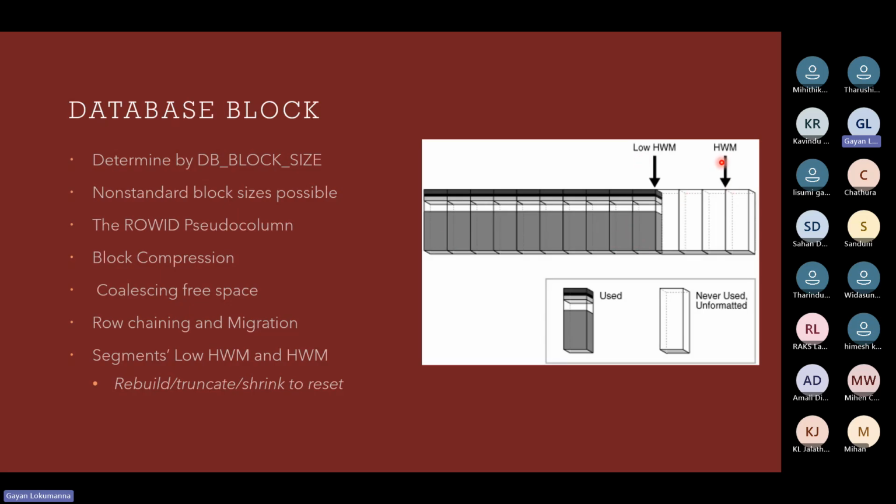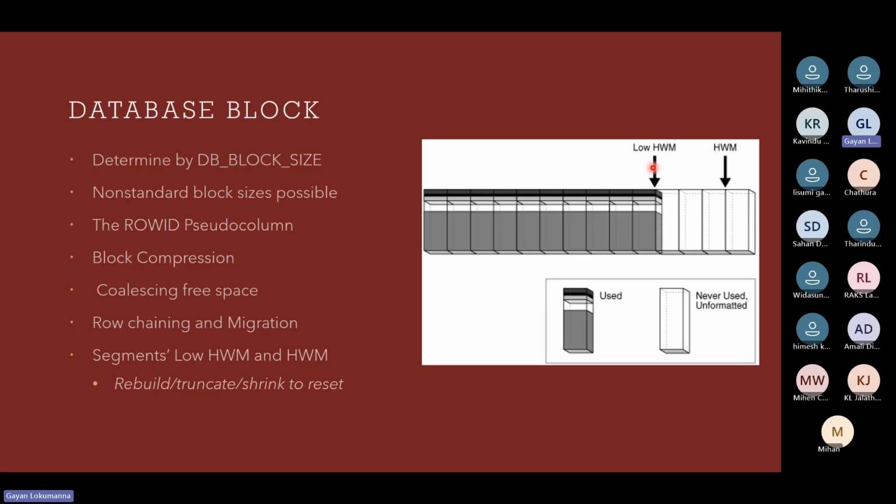We also have a normal high watermark, which means in this place you have not formatted these blocks. The extent is allocated, but the blocks have never been used. So search cannot happen up to this point. But when the low high watermark increases, accordingly the normal high watermark will also move, right? But the good part is that this has never been used, so there will be no impact on performance in that sense.